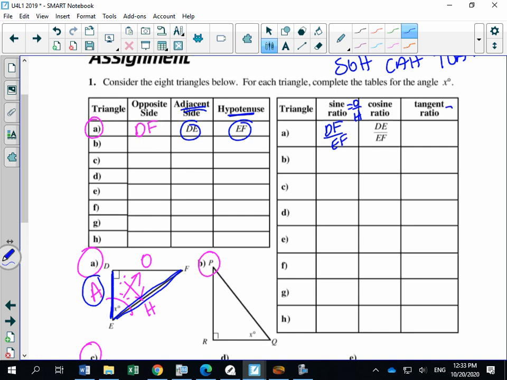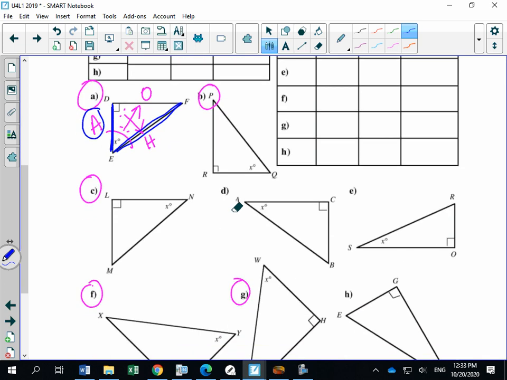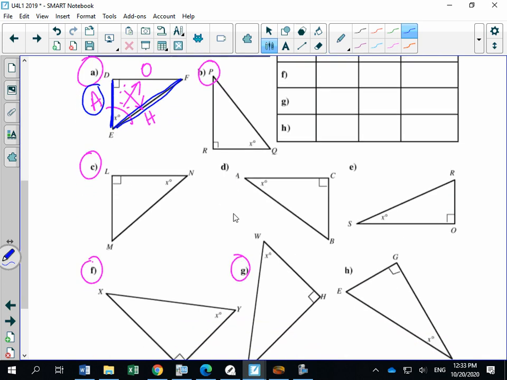My tan ratio, tan is TOA, O over A. So according to this triangle, O would be DF, and adjacent would be DE. Okay, so I want you to do that for the, I think I gave you 5 triangles.